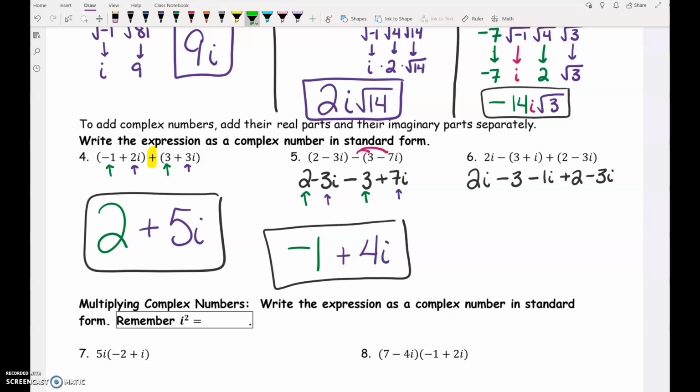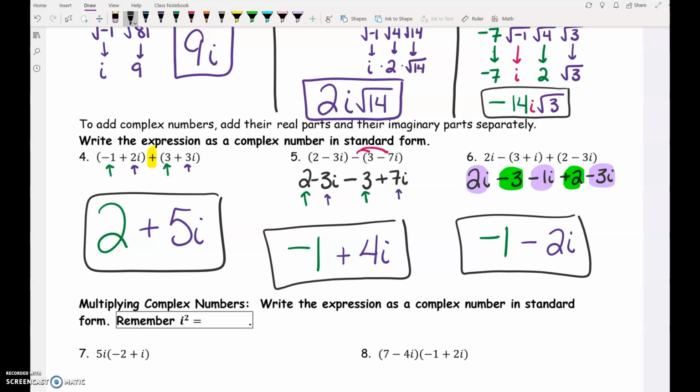If we distribute that negative, we have 2i minus 3 minus i, and if you want to put a 1 in front to help you, that's minus 1i, and then plus 2 minus 3i. The real number pieces, we've got negative 3 and positive 2, so negative 1. And then we've got 2i, negative 1i, and negative 3i. Is that negative 2i? Yep.